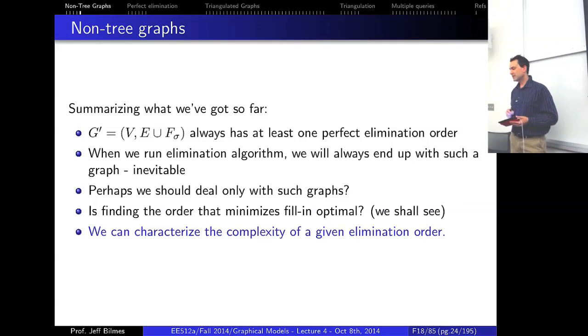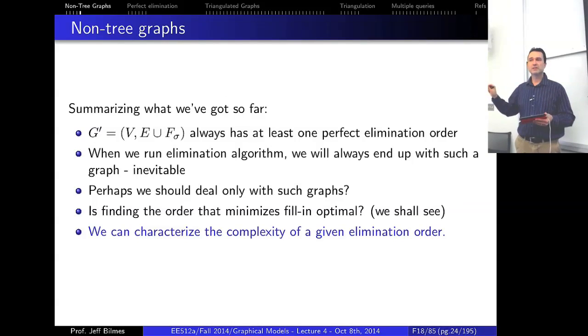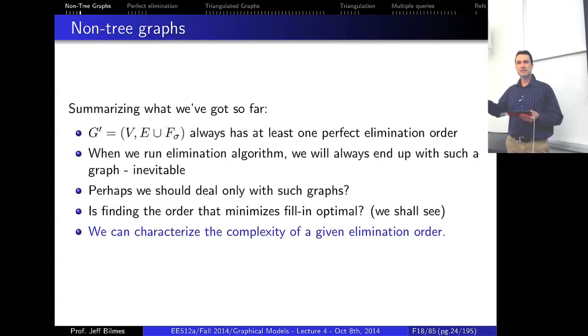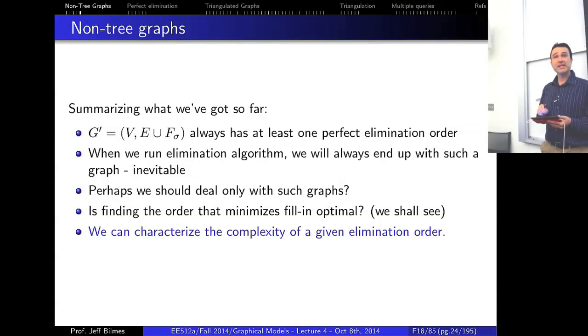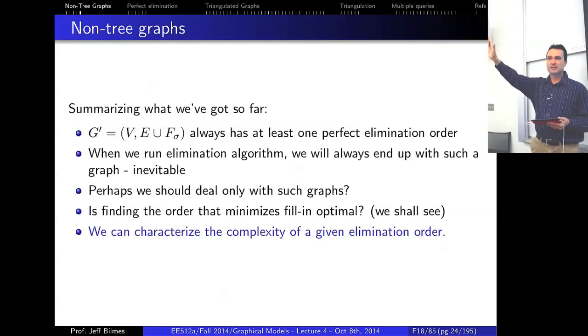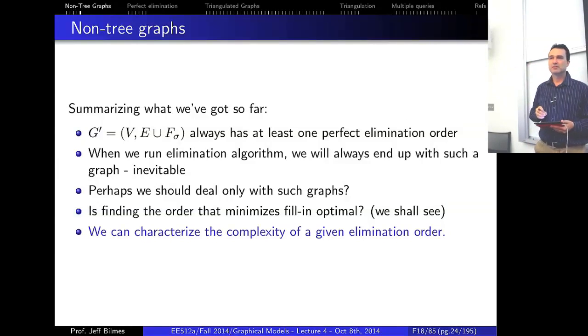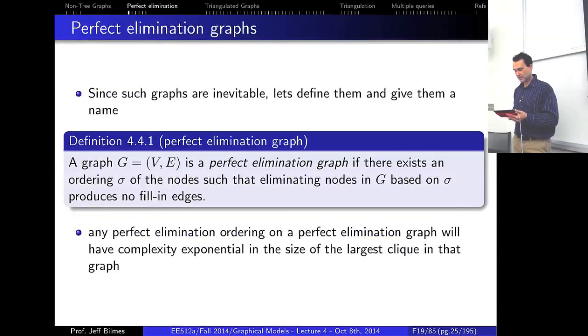We can characterize the complexity of a given elimination order, because it corresponds to the largest set of neighbors along the way of elimination. But it's problematic, because if you use a greedy strategy, that may not be good. At some point you suddenly have a vast army of neighbors, and you have to eliminate that variable, and you're stuck with the decisions that you've made up to that point. So greedy doesn't always work.